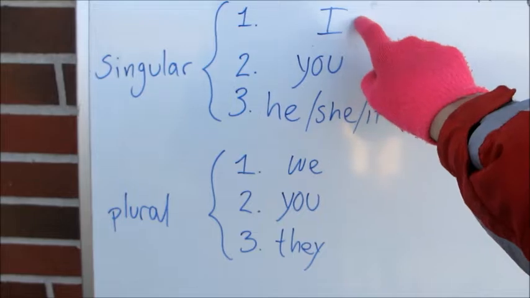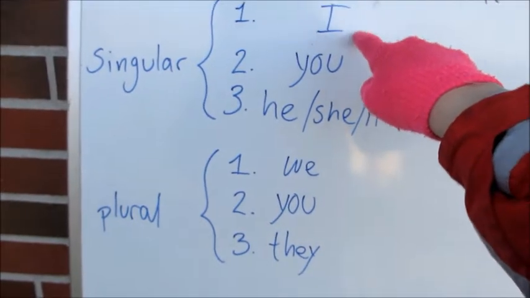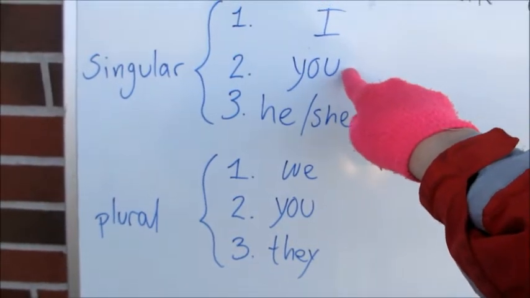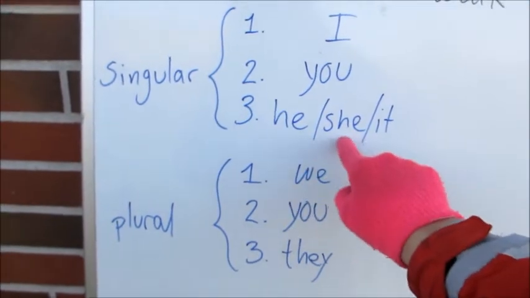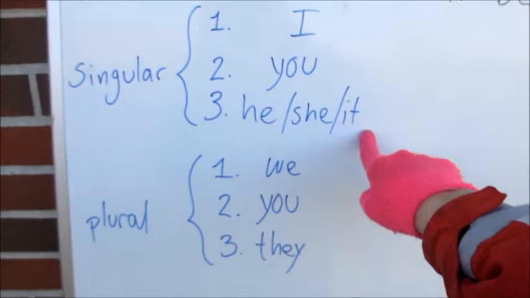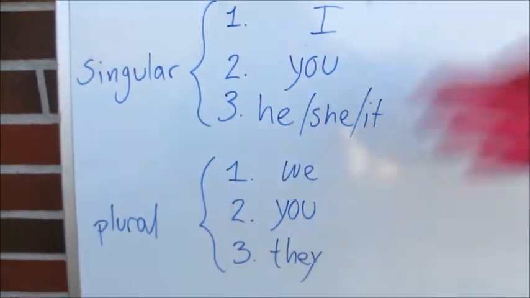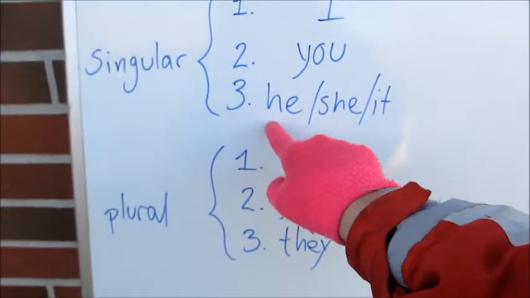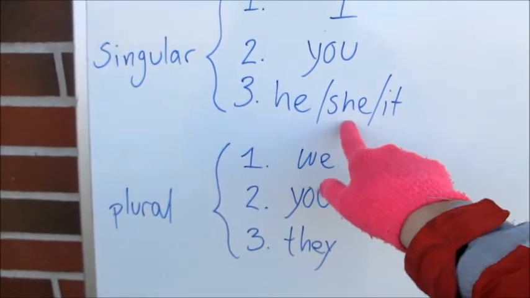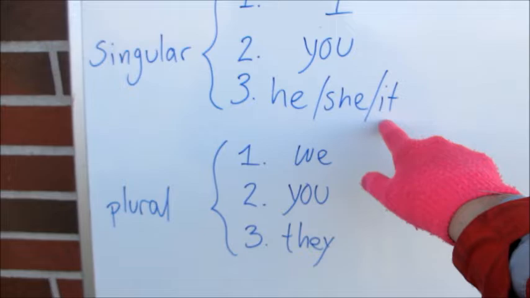I, that means the person who's speaking. You, that is the person that is being spoken to. He, she, or it is someone being spoken about but not part of the conversation. He is a man, she is a woman, it is an animal or a thing.